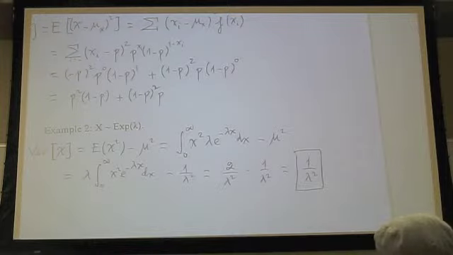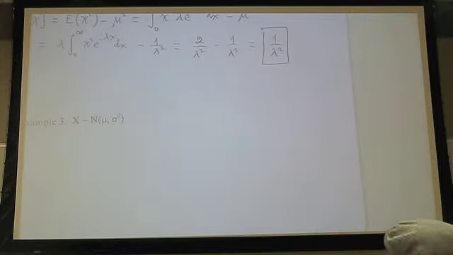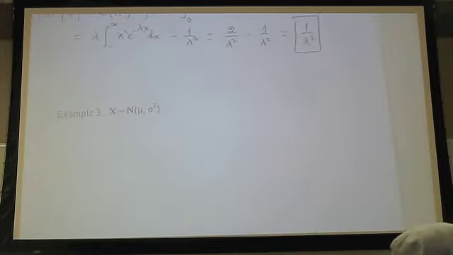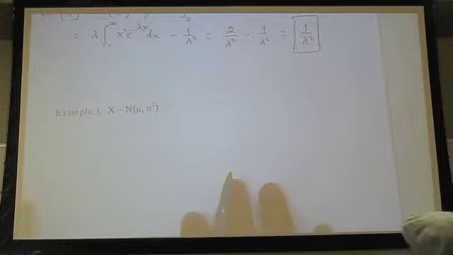So therefore, what is the standard deviation for the exponential? 1 over lambda. That's it. Now, how about we compute this one? X is a normal distribution. We want to compute the expected value. So what is it?